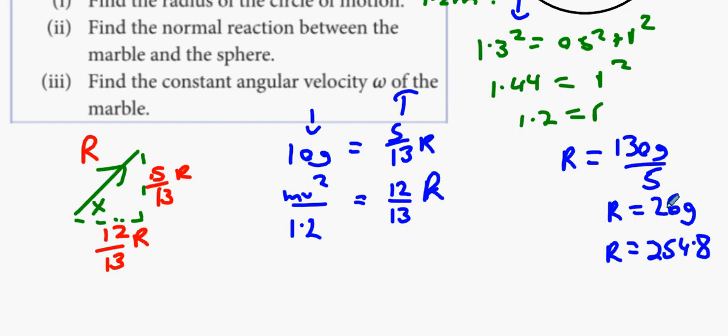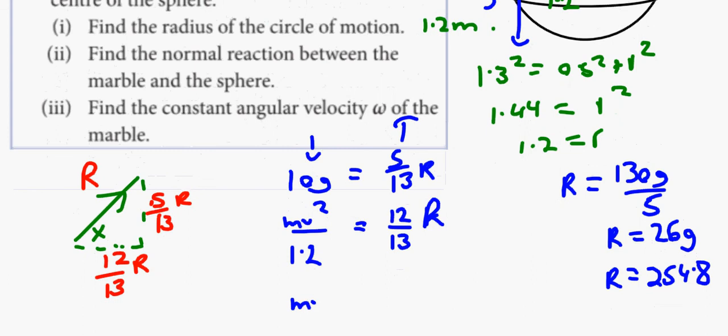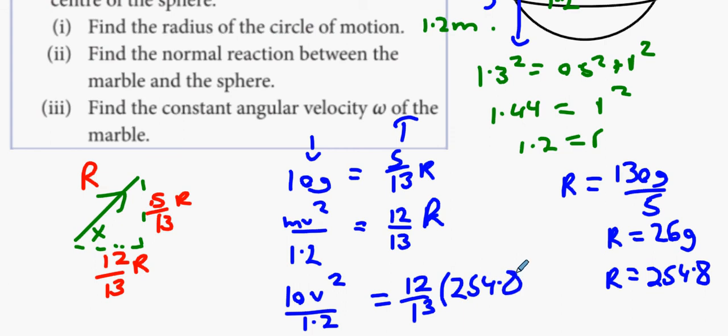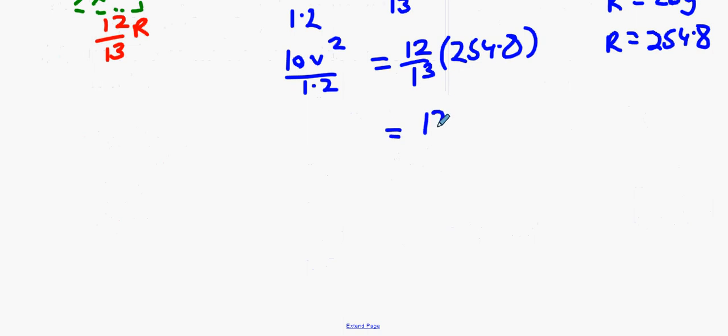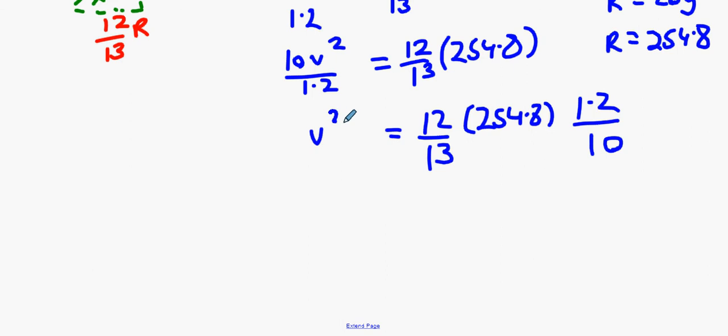Alright, so now we get mv squared. Now we know the m value is 10, so it's 10v squared over 1.2 equals 12 over 13 times 254.8. So it's going to be 12 over 13 times 254.8 multiplied by 1.2 divided by 10 to get my v squared.